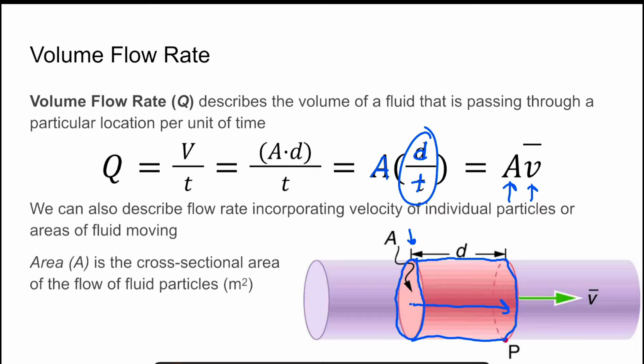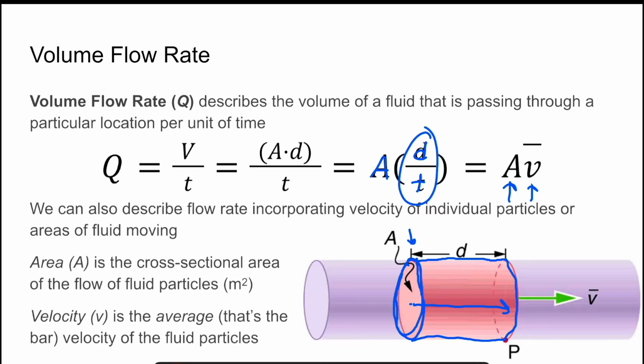And just as a quick reminder, area is that cross-sectional area of the flow tube, the flow of the fluid particles, and that's measured in meters squared. And velocity is our average. That's why we've got a little bar over it. Our average velocity of the fluid particles as they move through this flow tube.